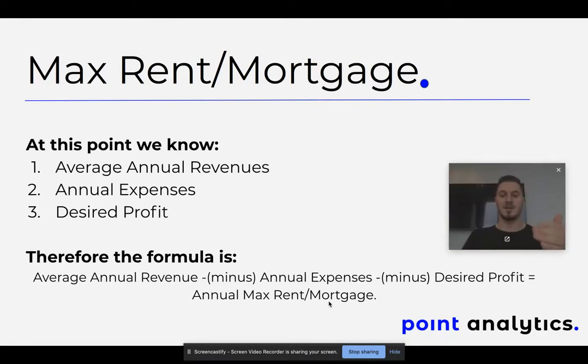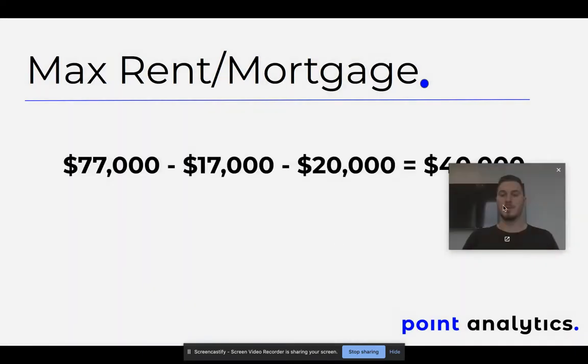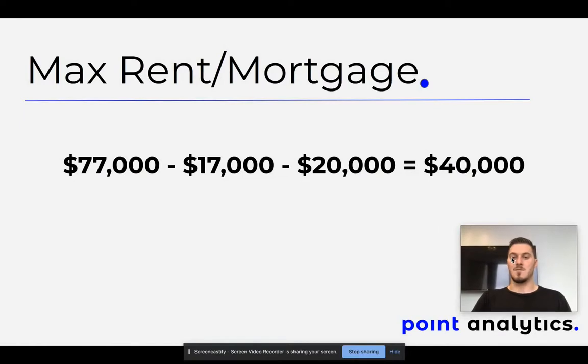I know this is a confusing way of presenting it, so let me put it this way. We already know, if you've been following along, that $77,000 is going to be our average annual revenue. Okay, so that's for a 2-bedroom, 2-bath in near north side of Chicago. The average is going to be about $77,000 that we can make.